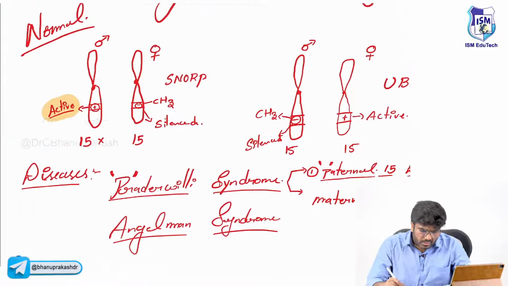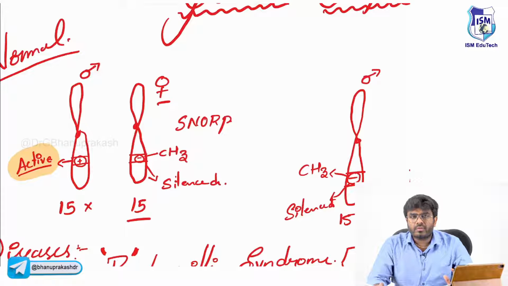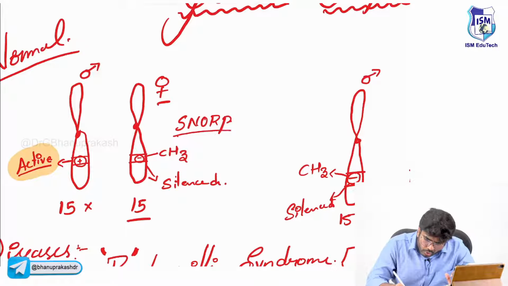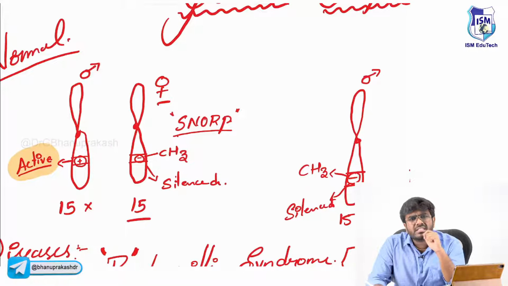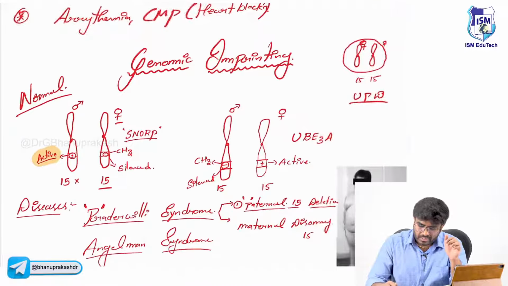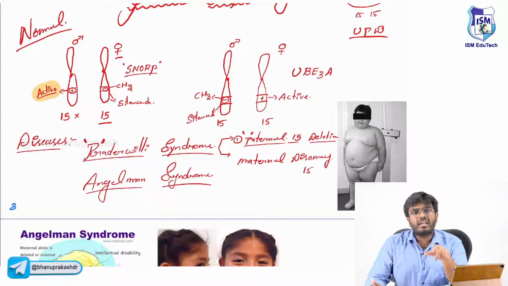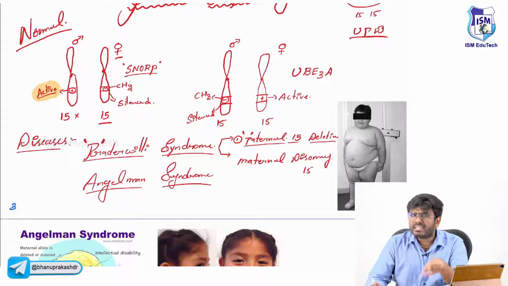Now you already know, sir, if both the 15 number chromosomes come from the mother, you know that the SNRP genes are completely silenced because of the methylation. So the SNRP genes are not going to be active in you. So that's going to cause which syndrome? That's going to cause the Prader-Willi syndrome. So now tell me in your exams, these are the questions. The Prader-Willi syndrome is due to paternal 15 deletion, or you can get the same Prader-Willi syndrome because of the maternal disomy 15.